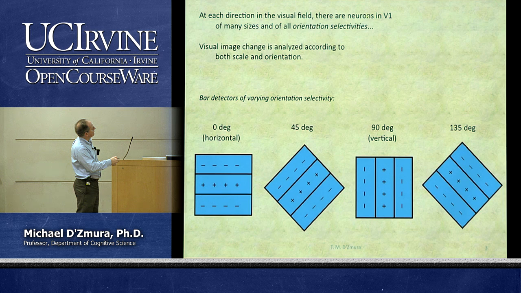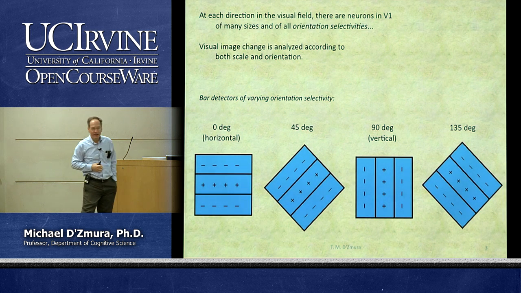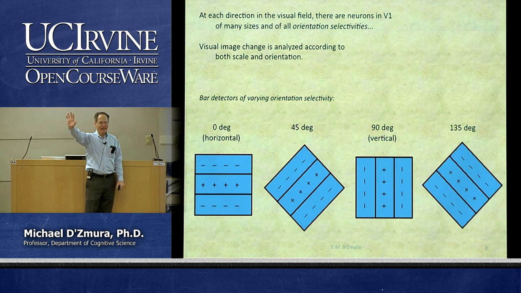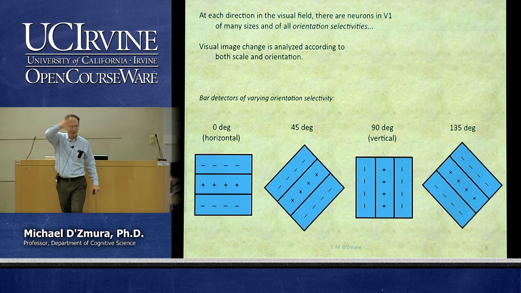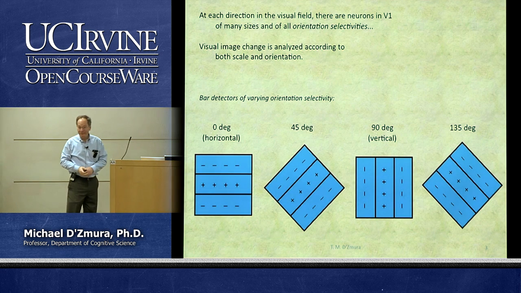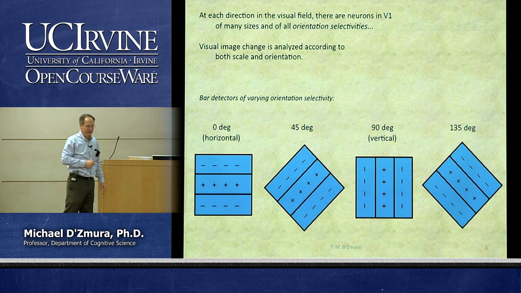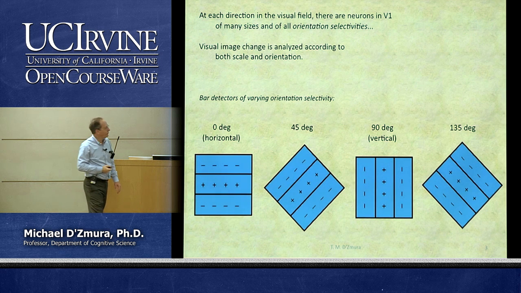Okay, at each direction in the visual field, we have neurons in V1 of many sizes and of all orientation selectivities. So if I now look at you again, and I consider different parts of the visual field, not only do I have center surround cells looking at each part of the visual field, I also got these neurons that are sensitive to vertical edges and bars. I've got neurons sensitive to horizontal edges and bars, and I've got all the different diagonals as well. And you have these too. So basically, visual image change is analyzed according to both scale and orientation in all directions of the visual field.